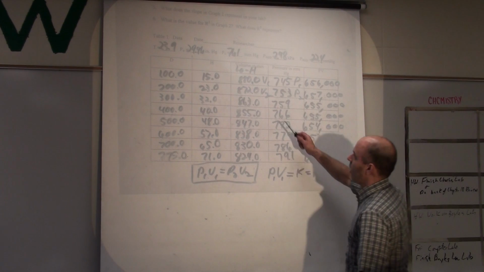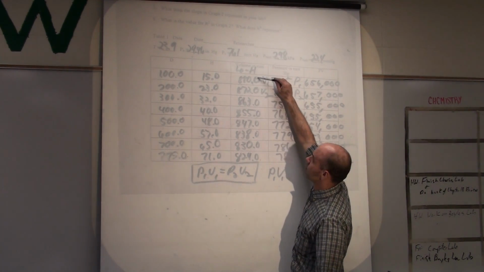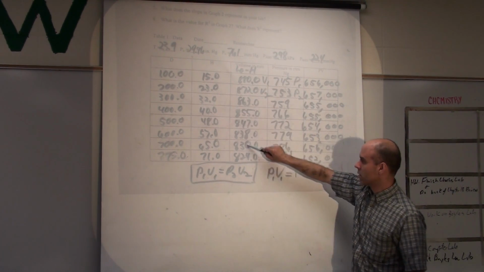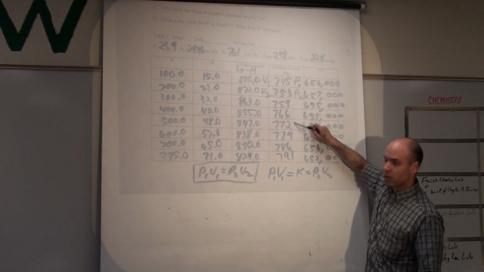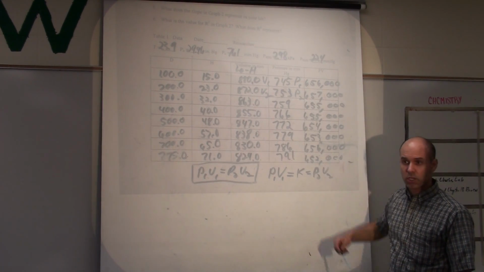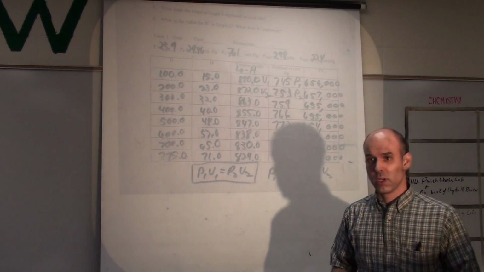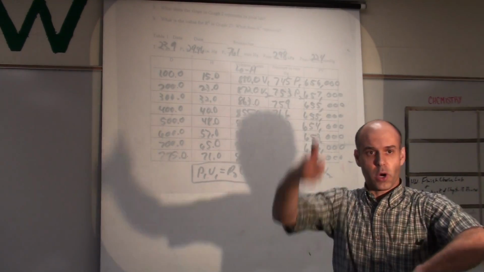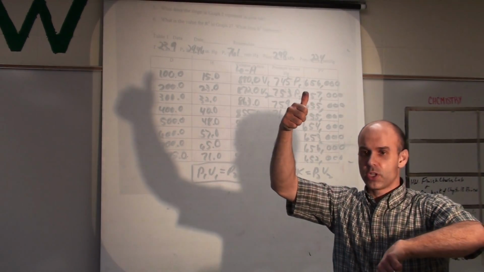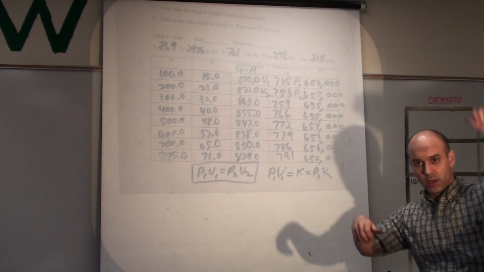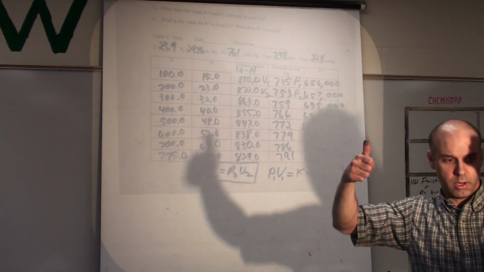Another difference to point out here is what's happening to pressure as volume decreases? Increases. So the relationship between pressure and volume is inverse. As volume goes down, pressure goes up. That's different than Charles's law, where as temperature goes up, volume goes up.